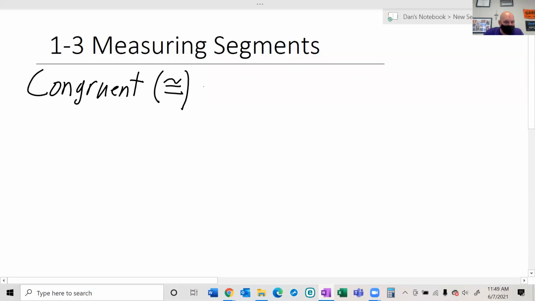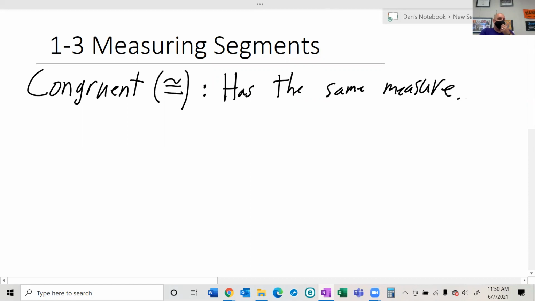Congruent is very similar to equal. It means has the same measure. So some people say, well, isn't that the same as equals? Well, it's extremely similar. First off, when we're talking about congruence, we're talking about two different objects. So a congruent thing is always referring to two different things. So you could say one thing is congruent to or has the same measure as another thing. Equals is a little bit different.